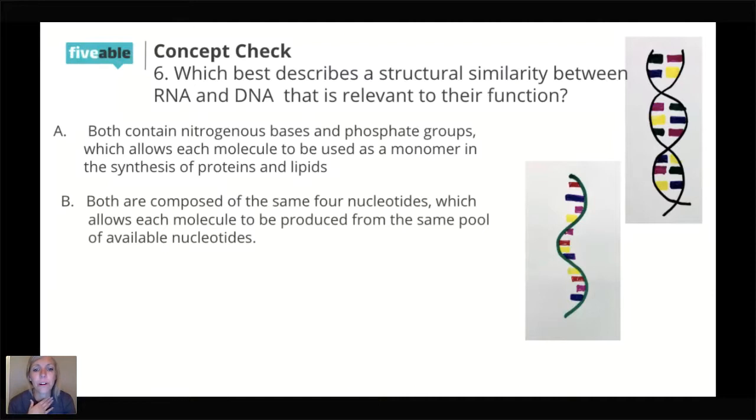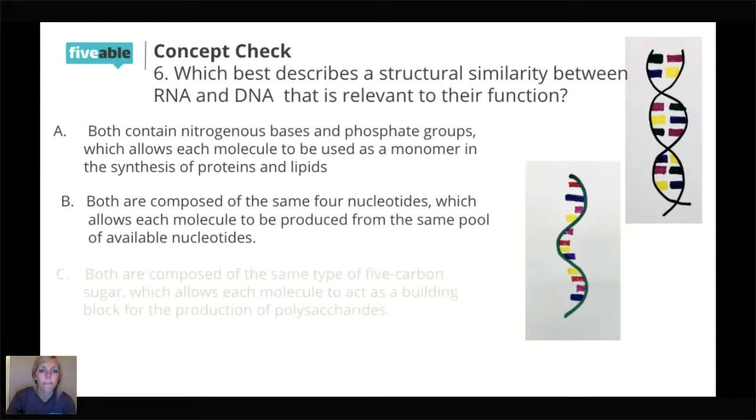B says both are composed of the same 4 nucleotides, which allow each molecule to be produced from the same pool of available nucleotides. So we're looking at RNA and DNA. Are they composed of the same 4 nucleotides? No, thank you, Emily. No, they're not, right? That was one of the first things you guys said from the diagram. You said that one has U, this one has T, right? So that cannot be it.